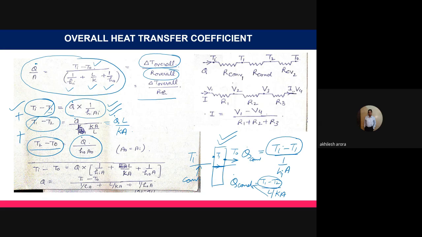So T1 and T1 cancel, T2 and T2 cancel, and we are left with Ti minus T naught. Q can be taken as constant, common from all these three values, and here we have 1 over Hi. You can take Ai equal to A naught equal to A, that is the condition here. So rather than writing Ai, you can write A also, plus L over K plus 1 over H naught A. So once again you have obtained the same equation which we have written here in this manner.